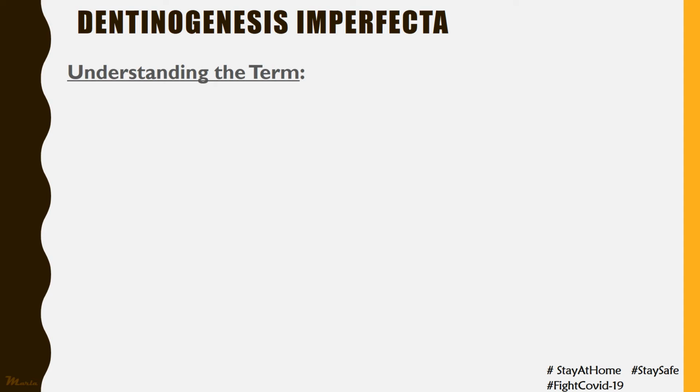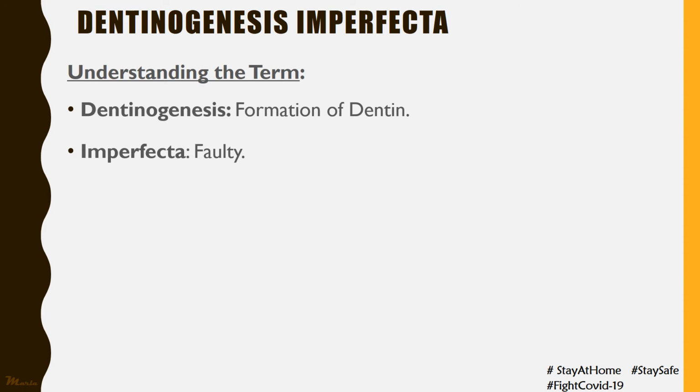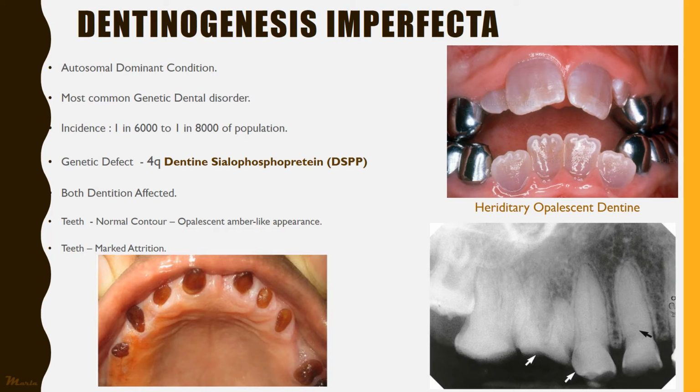Next, moving on to Dentinogenesis imperfecta. As discussed previously, dentinogenesis means formation of dentin, imperfecta means faulty. Hence, dentinogenesis imperfecta means an abnormal formation of dentin. Dentinogenesis imperfecta is an autosomal dominant condition. It is referred to as the most common genetic dental disorder, showing an incidence of 1 in 6,000 to 1 in 8,000 population.